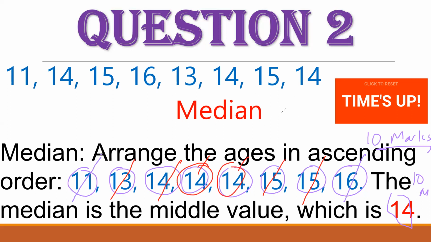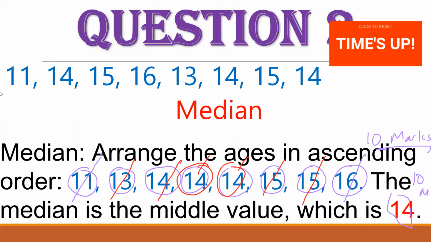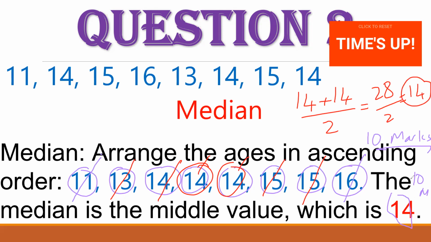How are we going to calculate? Just add these 2 and divide by 2. Let's try 14 plus 14. Here the answer is 14, but if you see different numbers, use the same method. You add them: 28 over 2 equals 14. Our answer is 14. If your answer is 14, you get 10 points. Okay, so we have done our question 2.